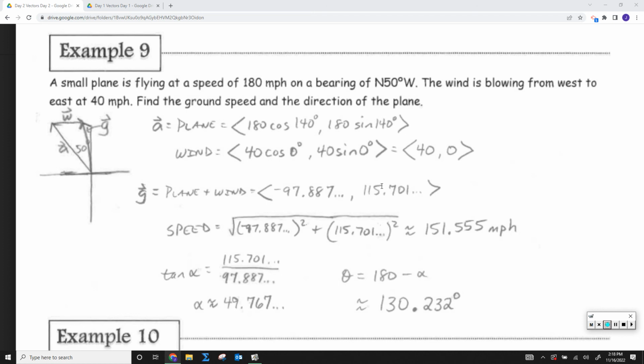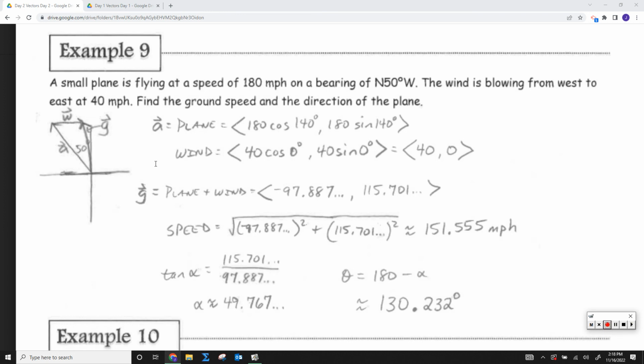It's in component form. So now we're going to find the ground speed. That's like the magnitude. I wrote the negative in here just so you can see where it came from. You do not have to worry about negatives anymore once you get past this point. Either way, it doesn't matter, because you square a negative, you get a positive. Same thing with the 115. We're going to square it, find the sum, and we find out our plane's going 151.555 miles per hour. So that's our actual speed. And then we're going to do the directional angle.